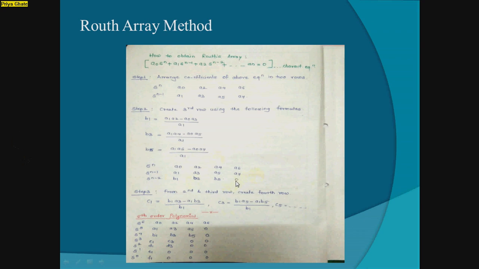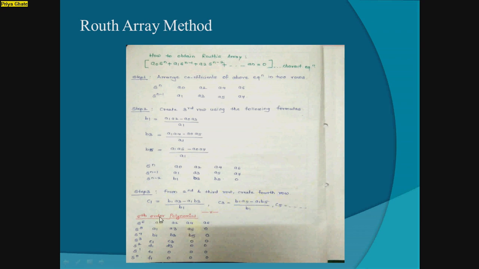It means here there is no next term. Then step 3: from the second and third row, create the fourth row. It means we have to calculate the fourth row by using the second and third row. The formula to calculate that fourth row is c1, c3, c5, like this: b1, a3, a1, b3 divided by b1, b1, a5. Alternately, we have to put the values in those formulas and find the fourth row.